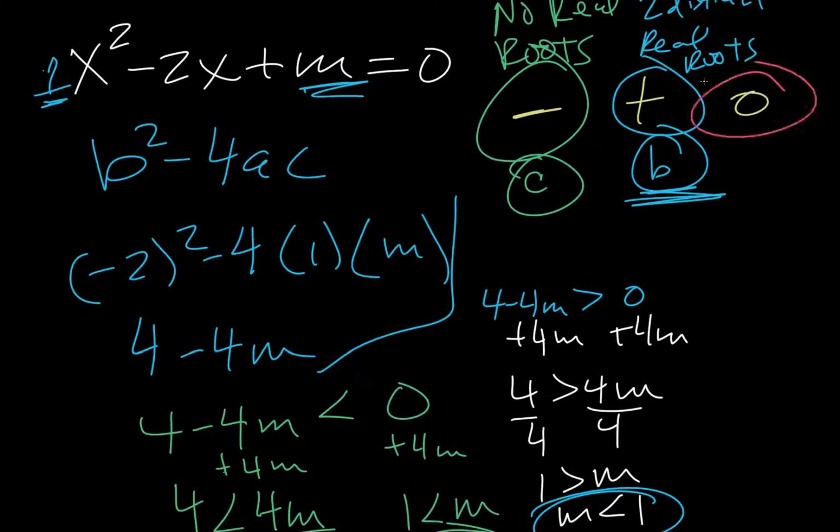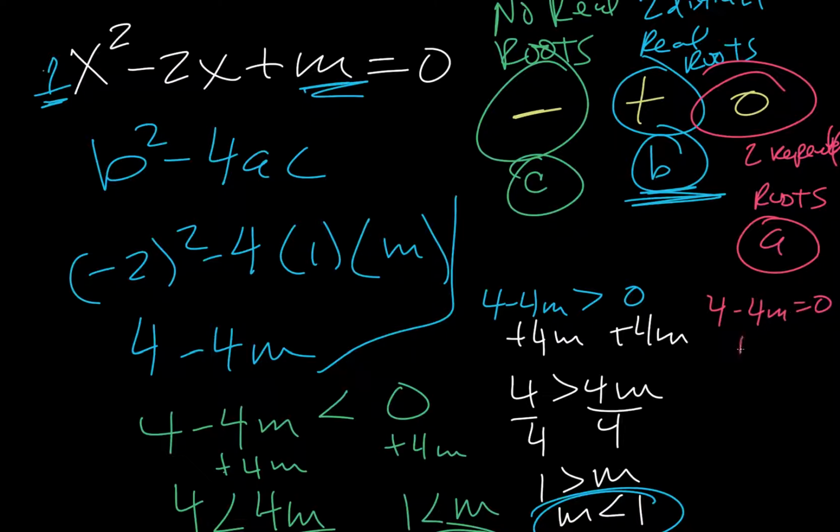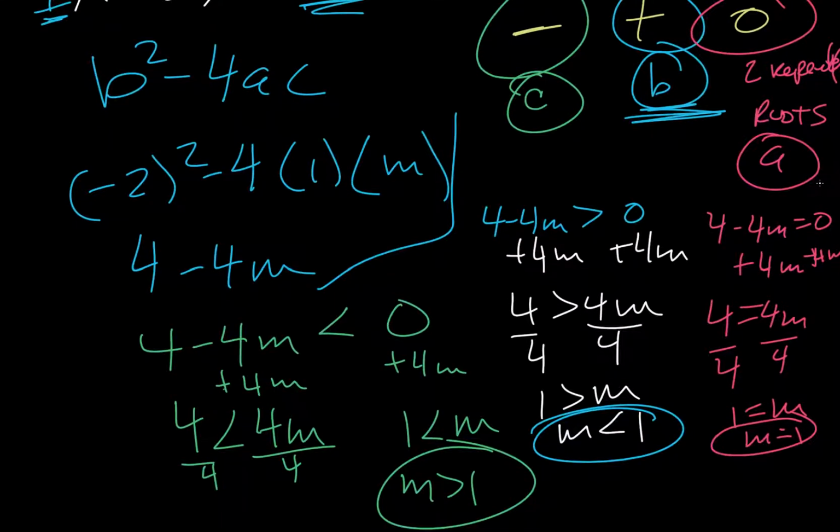Alright, final case where we have 0, which is two repeated roots, and that is part A. And we just set it equal to 0 this time. So 4 minus 4m equals 0. Add 4m to both sides. 4 equals 4m. Divide by 4. 1 equals m, or m equals 1. So when m equals 1, we get two repeated roots.